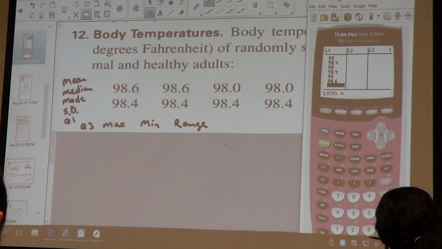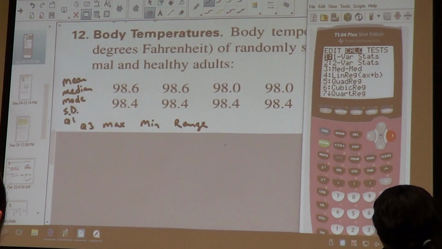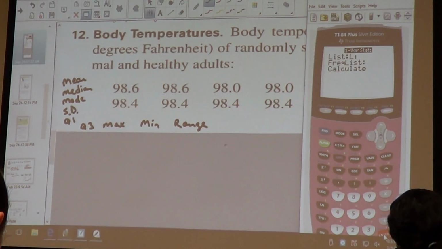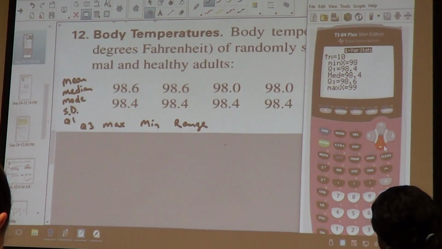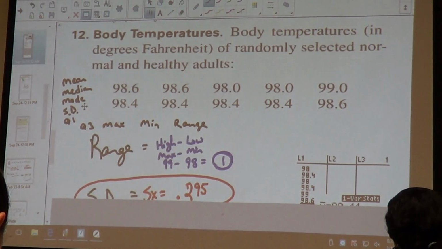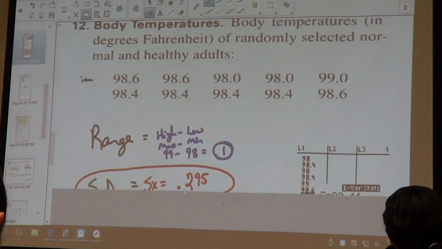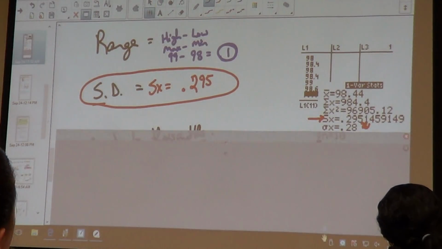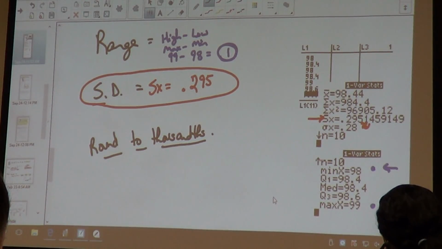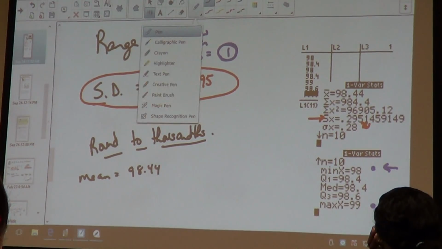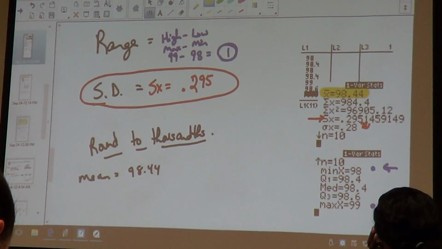I have 11 in there. So I did stat edit, and now I'm going to do stat calc, one var stats. Okay, there's my first, and then I'm going to scroll down, and here is my second. All right, my mean is going to be 98.44. I'm going to kind of color coordinate so you can see where things came from.